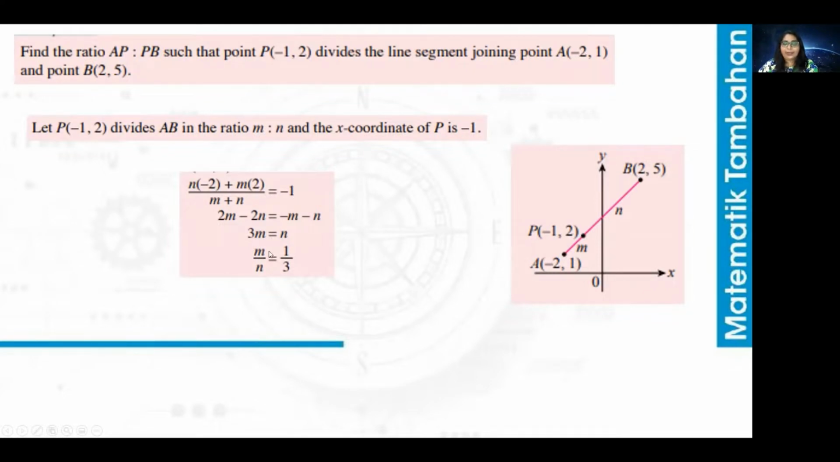Now we are going to look at m over n. Why are we looking for m over n? Because m over n is the representation of the ratio m to n. Right? So you have 2m - 2n equals -m - (-n). Moving your m to one side and n to the other, you have 3m equals n. And finally, you have m over n equals 1 over 3, which means the ratio of AP to PB is 1 to 3. All right?